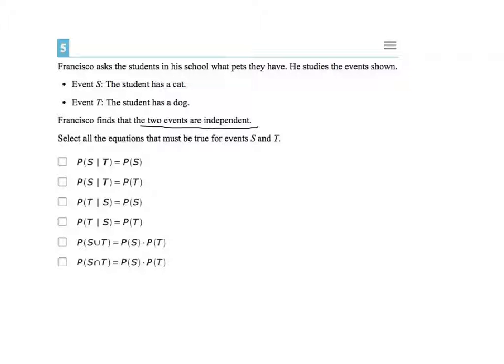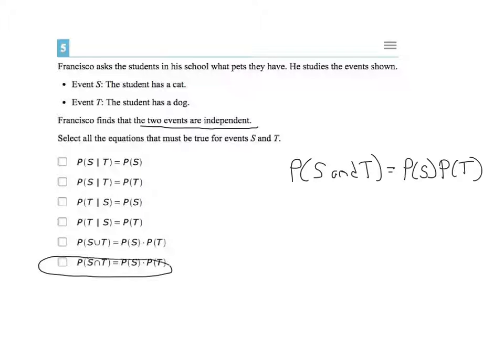Well, if S and T are independent, then the biggest one we have is we know the probability of A and B, or in this case the probability of S and T, is just going to be the product of their individual probabilities. So that's the probability of S times the probability of T. In this case, that would be this choice here. Remember, this intersection sign is the same as "and." In class we used "and," but we also spoke about how the test sometimes will use this intersection.